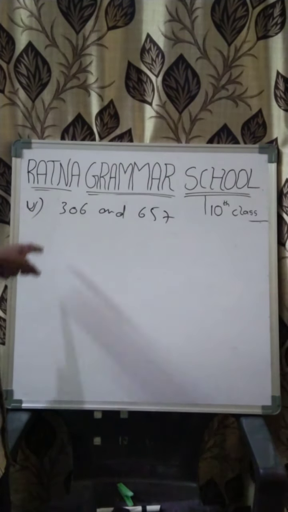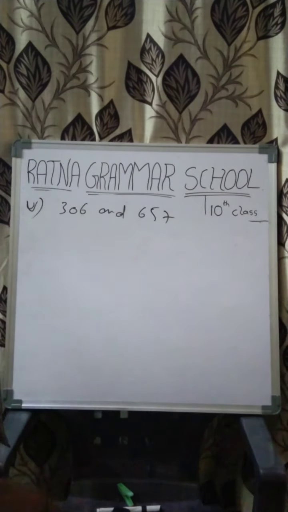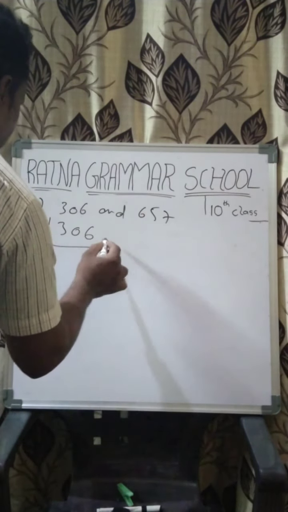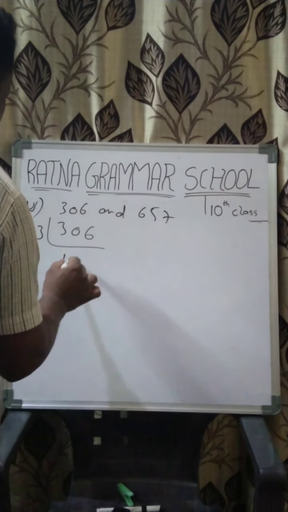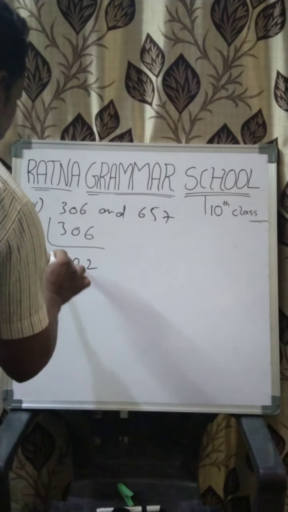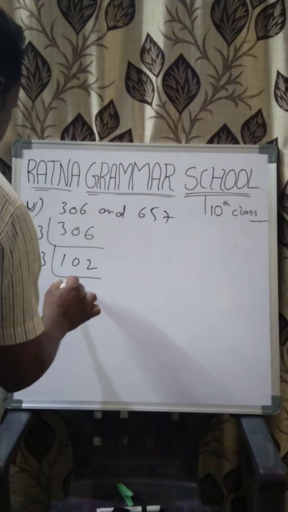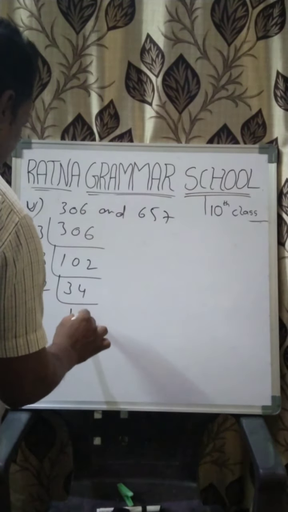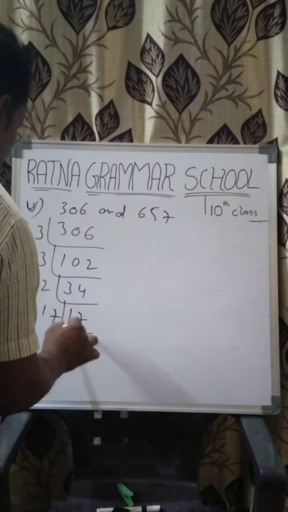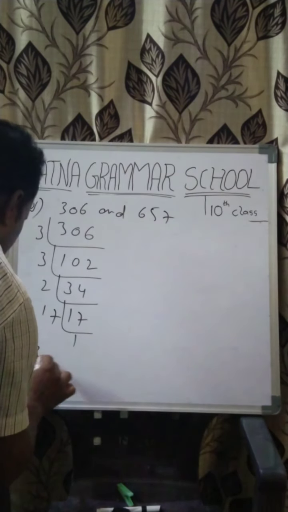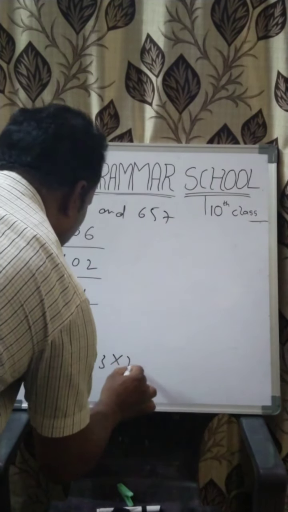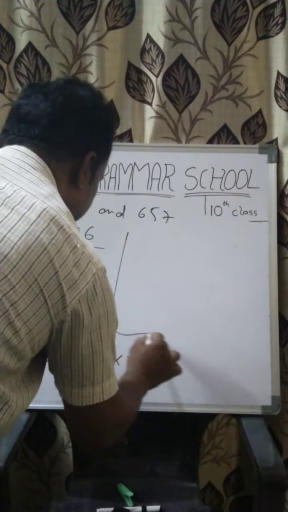So the next question is 306 and 657. First divide 306. We take the small table, the 3 table. 3 ones are 3, 3 twos are 6, 3 threes are 9, 3 fours are 12. Again the 2 table: 2 ones are 2, 17. So 306 is equal to 3 into 3 into 2 into 17.